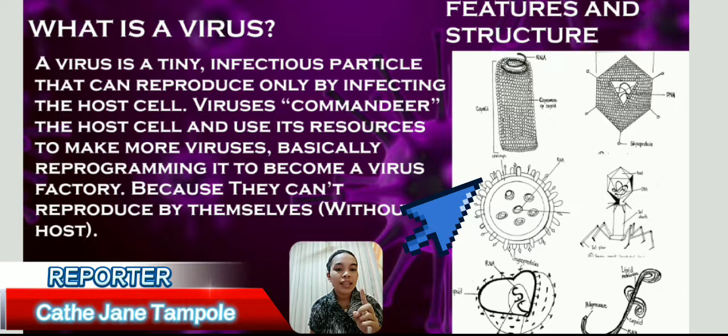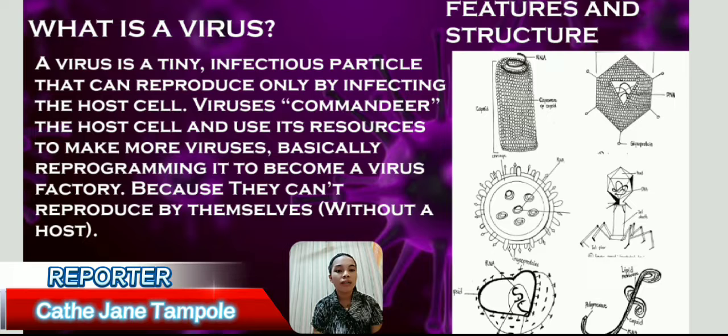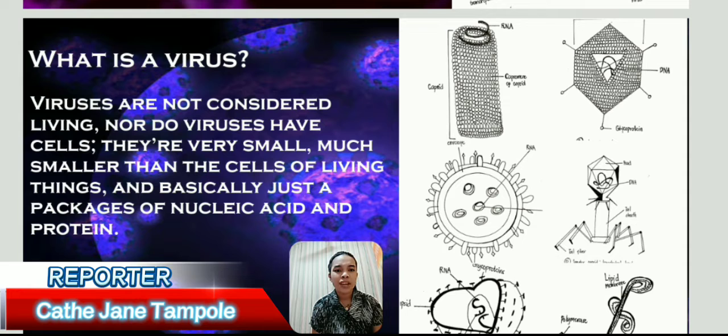If you can see the picture on the right side, it represents the features and structure of a virus. This is the second definition of a virus. Viruses are not considered living, nor do viruses have cells. They're very small, much smaller than the cells of living things, and basically just packages of nucleic acid and protein. That is the second meaning of a virus.